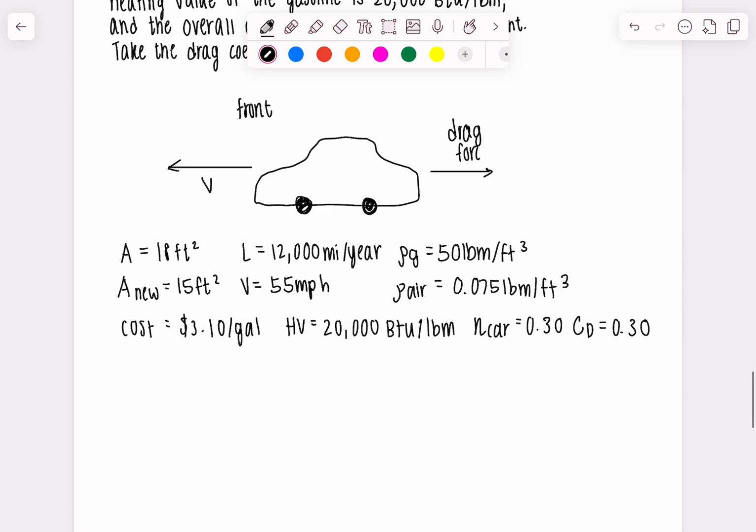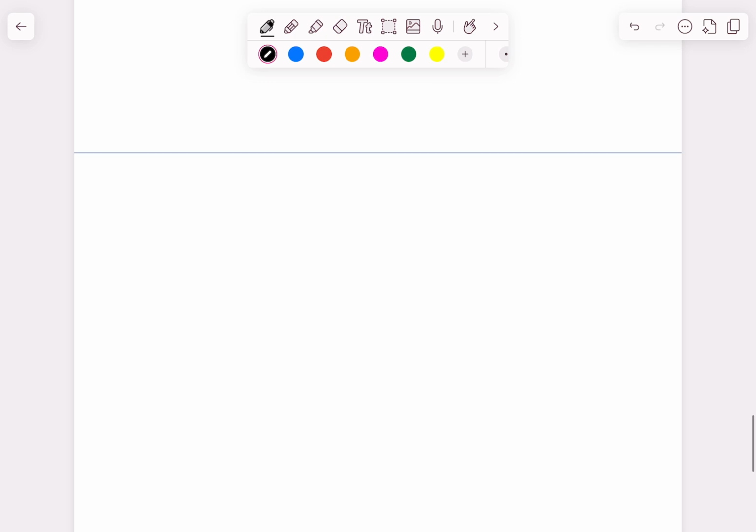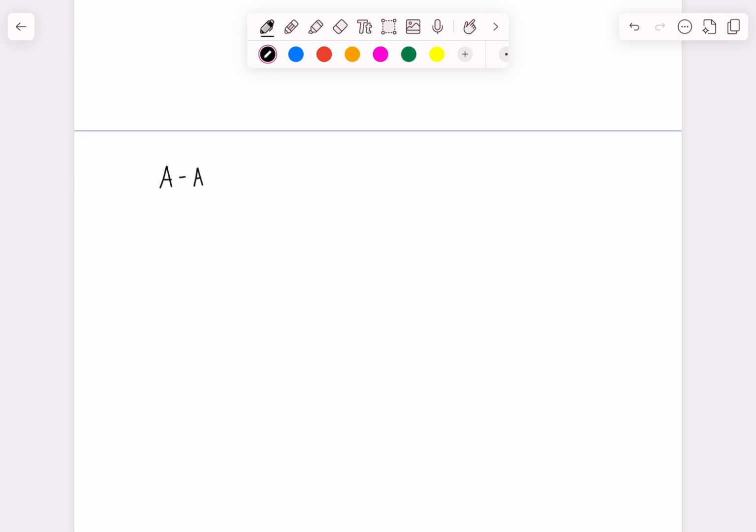So to start off, since the area is directly proportional to the drag force and the work done to overcome it, the percent reduction of the frontal area is going to be equal to the percent reduction of fuel consumption and therefore the cost of fuel. So we're going to start by finding the percent reduction, and that's going to be equal to the reduction of the area over the original area. So that's going to look like our original area minus our new area over the original area.